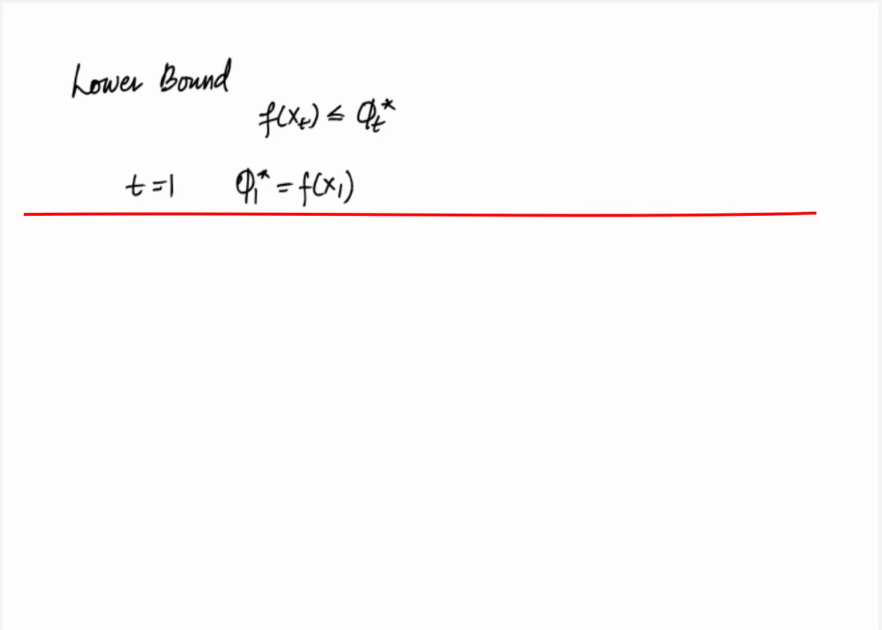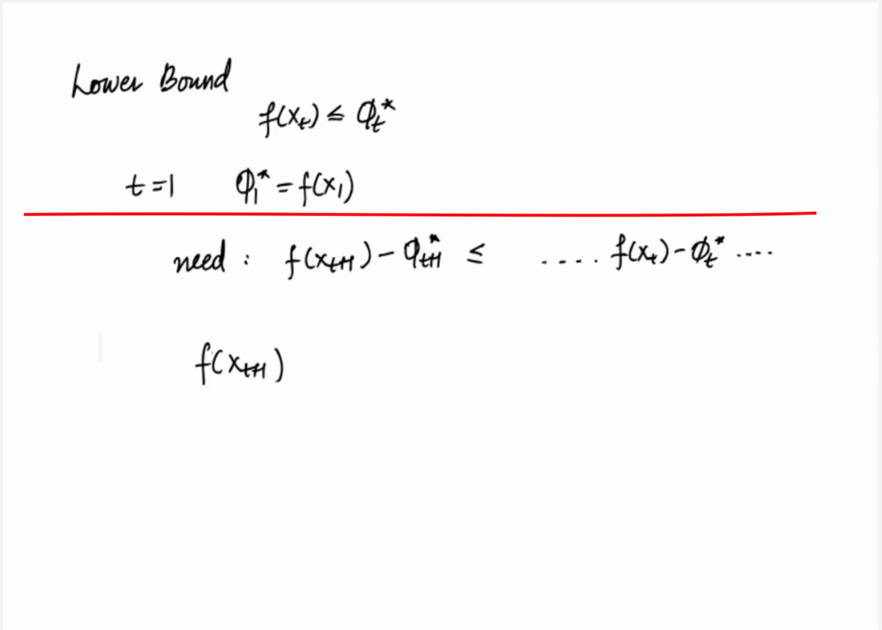Now suppose that it holds for some t and we need to establish it for t plus 1. So in other words, we need to bound f of xt plus 1 minus phi t plus 1 star in terms of something that depends on f of xt minus phi t star. Let us consider what we need in order to go from t plus 1 to t. Note that we have not yet decided how to choose xt plus 1, and also we have not decided how to choose yt. But we know so far that the gradient is being evaluated at yt. So we need to bound f of xt plus 1 in terms of f of yt, and we would need to bound that in terms of f of xt.